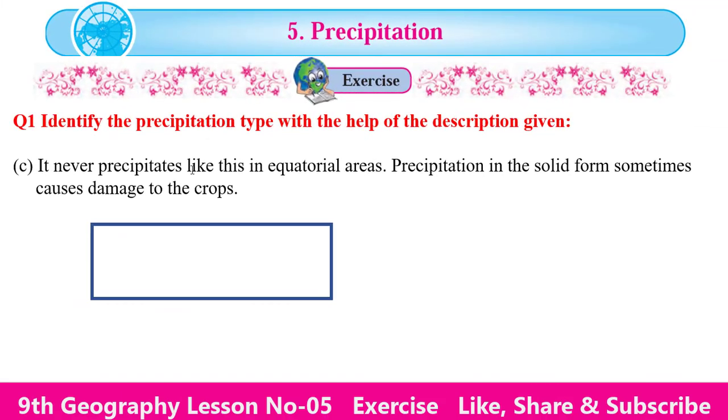Third, it never precipitates like this in equatorial areas. Precipitation in the solid form sometimes causes damage to the crops. The answer is hailstorms and hail showers.